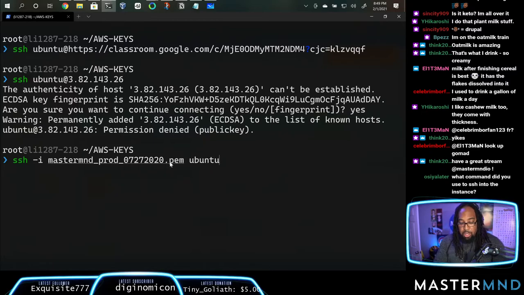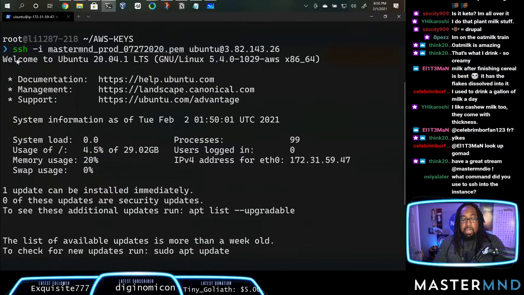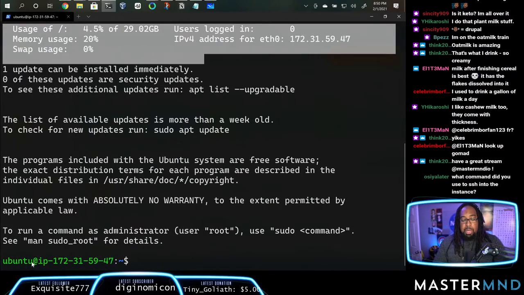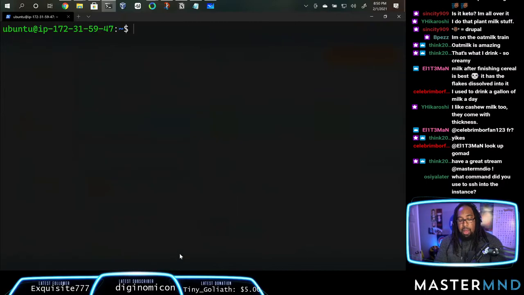So Ubuntu at, and paste this in. This is an SSH command, and this will let me into my system. How do I know I'm in my system? Because I get the message of the day here. Welcome to Ubuntu, everything's good to go, I'm in. It also tells me I'm this user at this internal IP address. That's pretty helpful. So I'm in the system now, I'm ready to go.